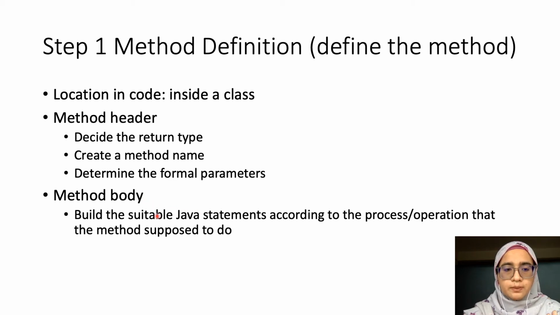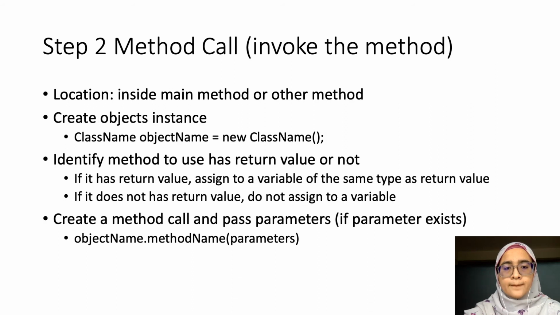So method body ni apa? Method body ni adalah the suitable Java statements according to the process or operation that the method supposed to do. Alright, now we look into the second step, which is method call. So dalam buku awak ditulis invoke the method. So kalau ada keyword invoke ni maksudnya dia method call lah. Okay, so location ni maksudnya di mana dia di dalam Java program awak. Selalunya dia akan berada di dalam main method ataupun method lain.